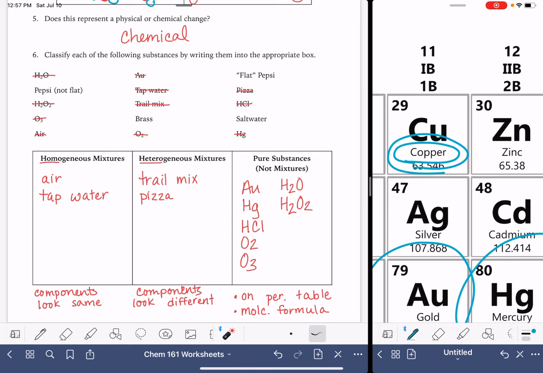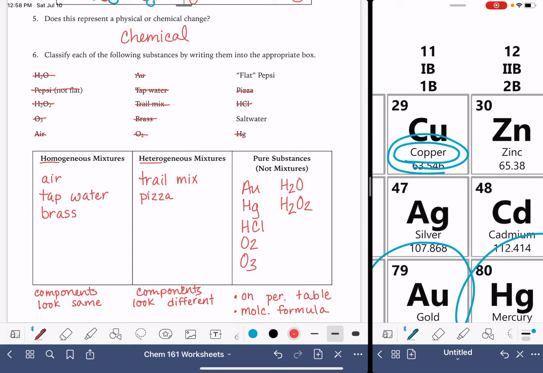Sometimes you can. Brass, if you're not familiar with brass, is the metal that's used to make a lot of musical instruments like saxophones, trumpets, things like that. It's that kind of gold-colored metal. When you look at brass, you don't see the individual components. It just all looks the same.